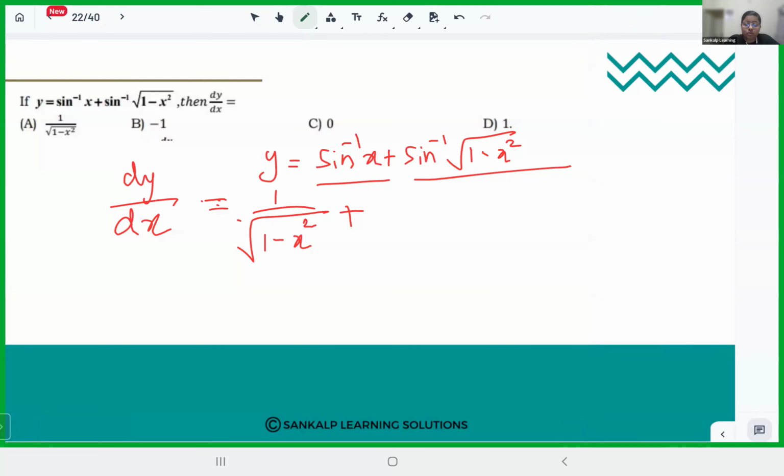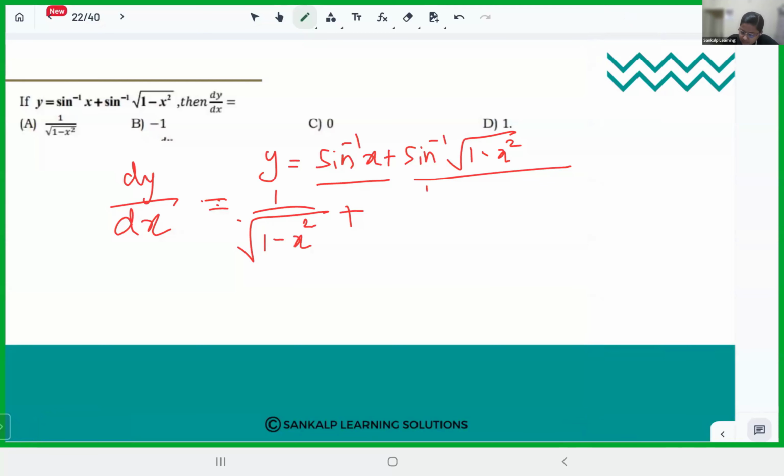Sine inverse of 1 by root of x, root of 1 minus x square. In the place of x, it is a function, root of 1 minus x square. So we are assuming that function as x, and then we are finding the derivative. Okay, applying the chain rule. So what will happen here?